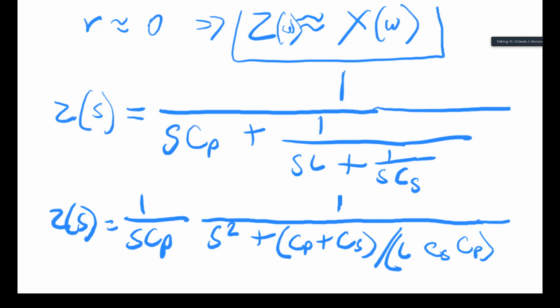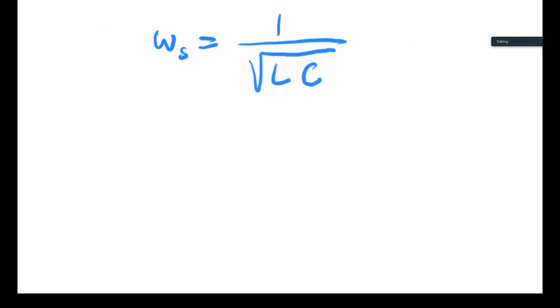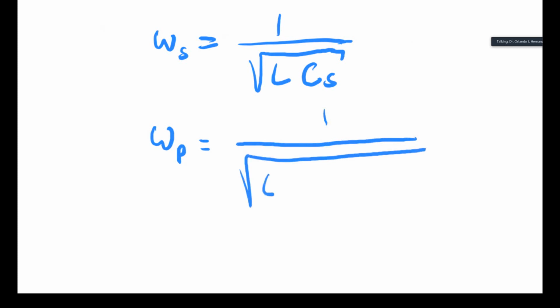If we solve for the series resonant frequency, what we find is that omega S is equal to 1 over the square root of L times CS, and the parallel omega is 1 over the square root of L, and then the series combination of CS and CP.